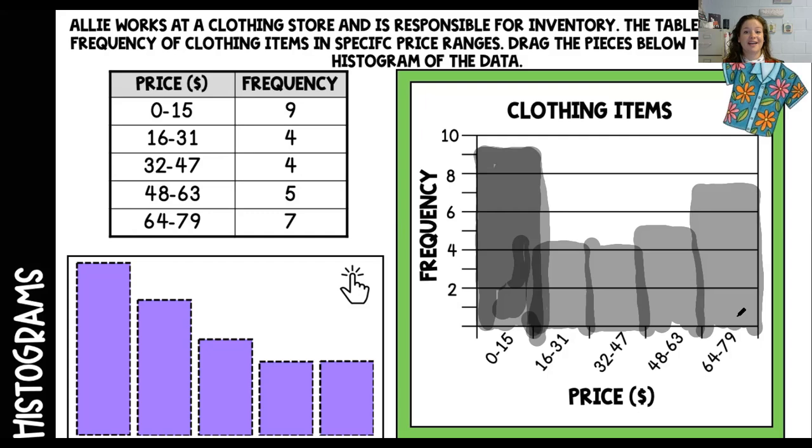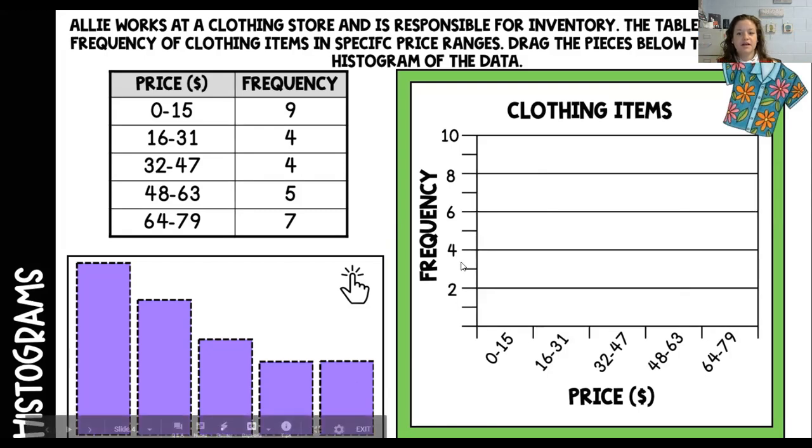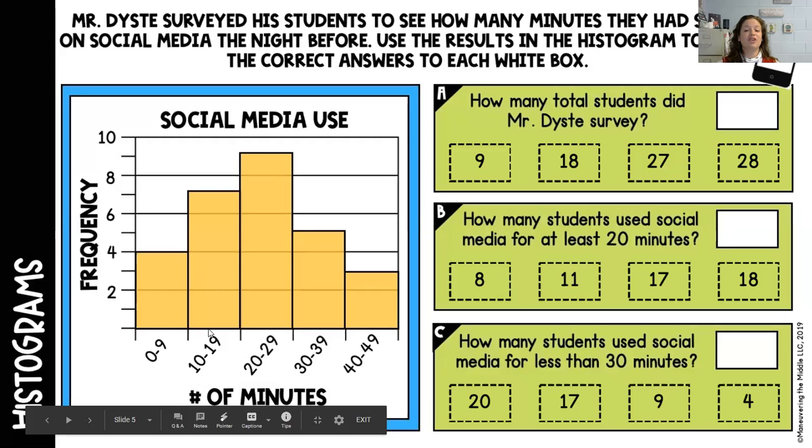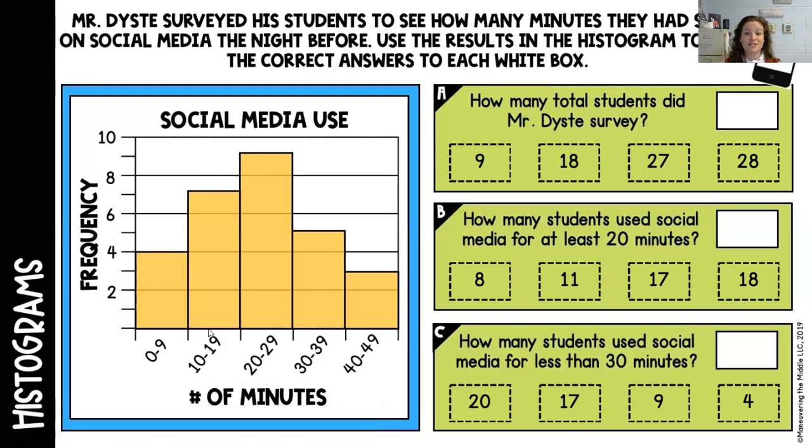Okay, so remember, again, our histograms are where those bars touch. Now, we took the data and we put it in the histogram this time, but you also need to be aware of how to take it from the histogram and then put it into your frequency table as well, okay? So let's look at this, and now we're going to use our histogram in order to answer some questions.